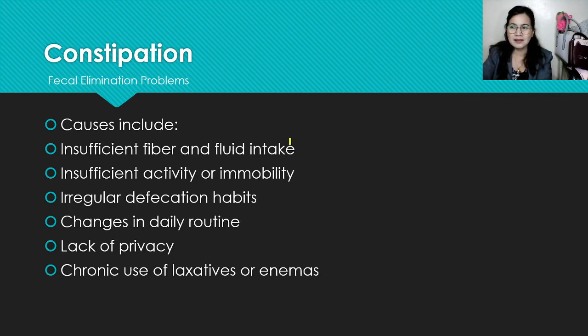Constipation is caused by insufficient fiber and fluid intake, insufficient activity or mobility, irregular defecation habits, changes in daily routine, lack of privacy, and the chronic use of laxatives or enemas.